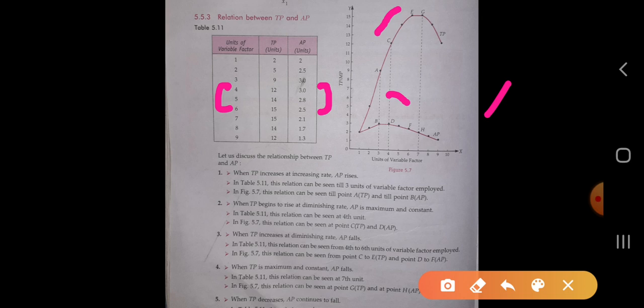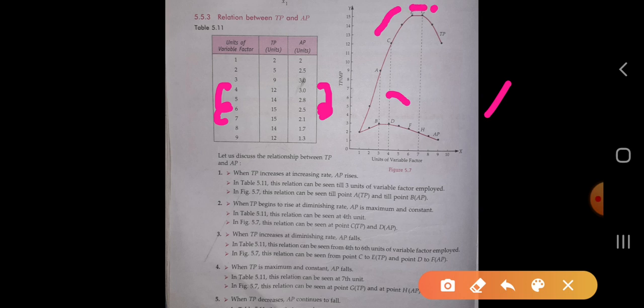Next is when TP is maximum and constant. TP is maximum and constant at the 7th unit, 6 to 7. AP is falling. See, when TP is constant at the 6th and 7th unit, AP is falling from 2.5 to 2.1. In the figure, this relation can be seen at point G. When we go through point G, we see that TP is maximum and constant.